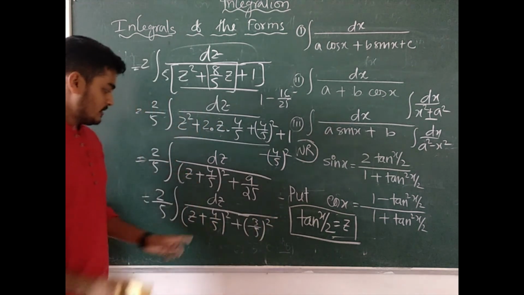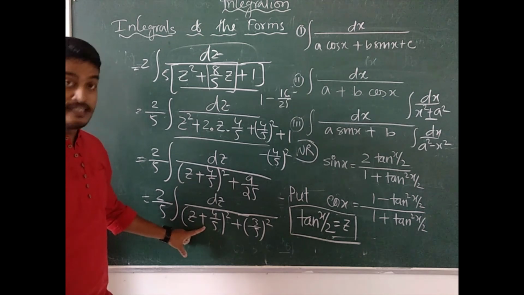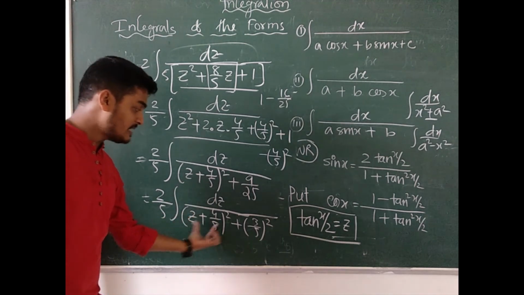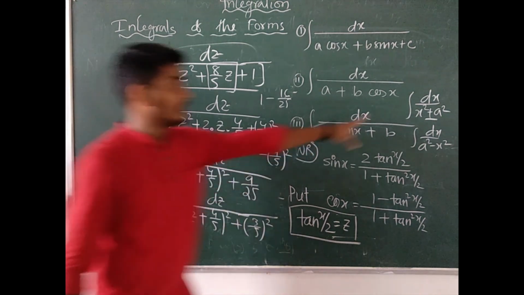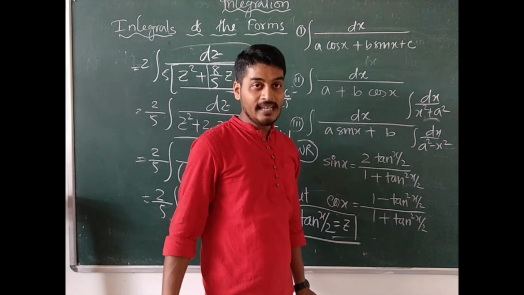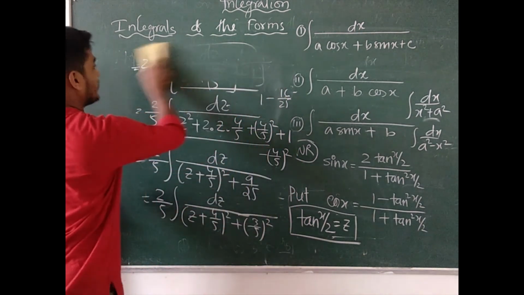Am I correct? So z plus 4 by 5 can be considered as x. We can consider it as x because it is linear and its differential is the same, so it is like z square plus a square form. And what is the value of this expression? 1 by a tan inverse x by a. What is the value of a? 3 by 5. So what will our answer be?